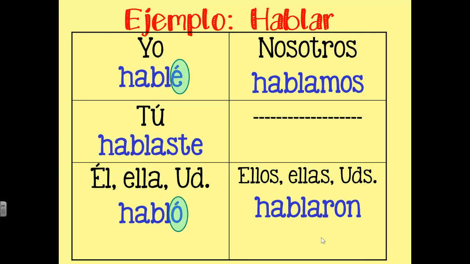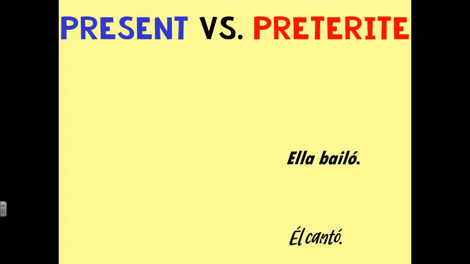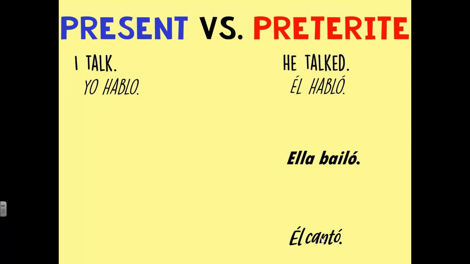Don't forget your two subject pronouns that need an accent on them. The yo form always has an accent on the E, and then the ella, usted form has an accent on the O. And I'll show you why that's important. In the present tense, you would say I talk. That's yo hablo, okay? You have that same verb we just saw in that T-chart. It looks like this now. Él habló. That means he talked. So I'm going to say those two words again and see if you can hear the difference. Yo hablo. Él habló.